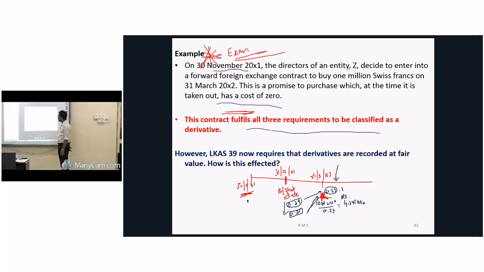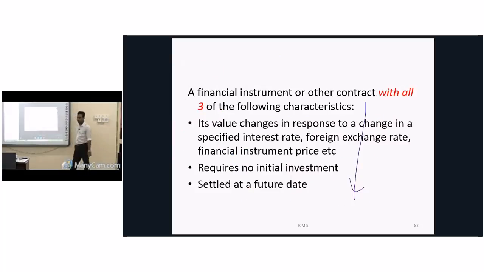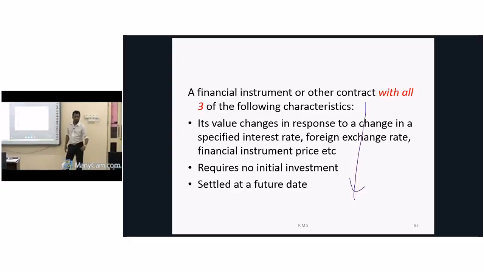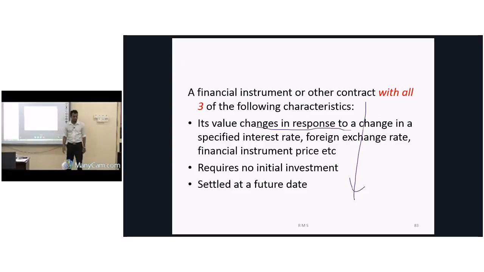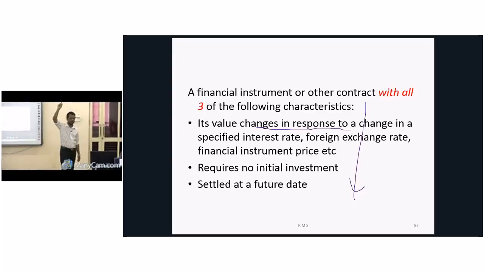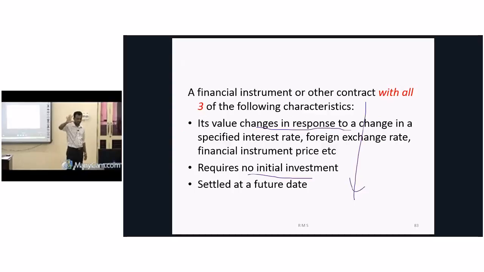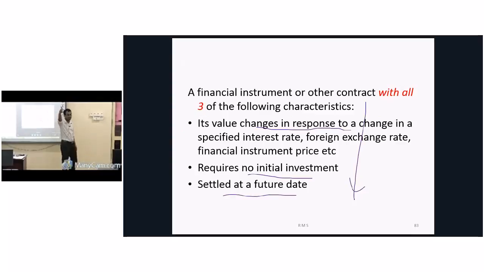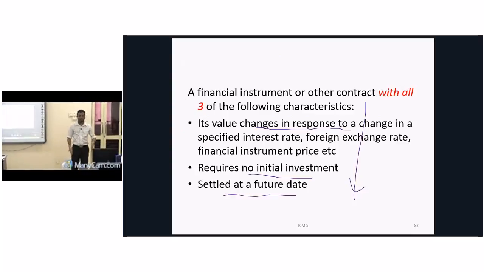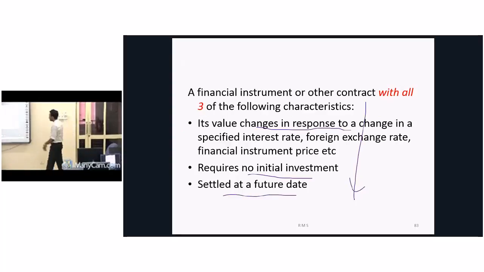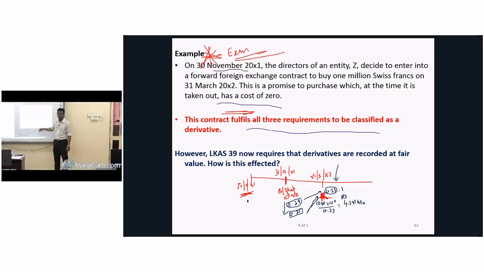If you can remember derivatives, we learned about them last day on financial instruments. There should be three characteristics. Look, in that particular agreement we have these characteristics. What are those? Its value changes in response to the foreign exchange rate. The value will change if the foreign exchange rate goes up or down, right? Also, no initial investment. Only an agreement, but it has value. It has some kind of income or maybe some kind of expense. We don't know. Also, settlement will happen at a future date. In this example, it is on 31st March 20X2, and now we are in November 30th, 20X1. Understand? So all these three characteristics are satisfied. Therefore, we can recognize this as a derivative.